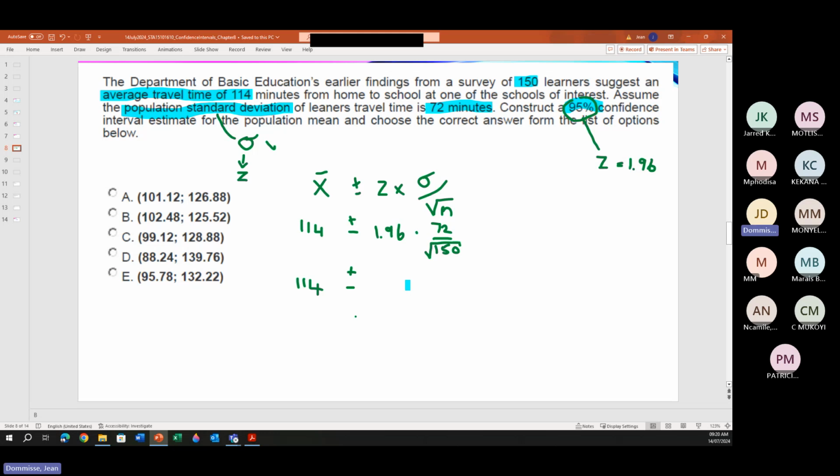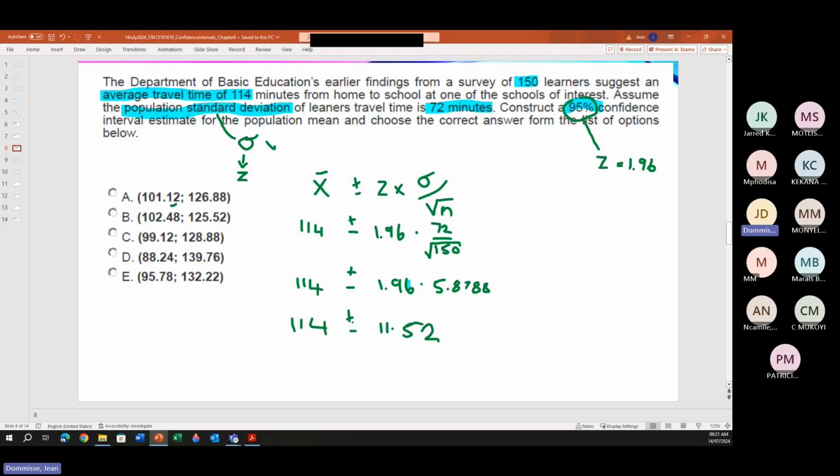I get 5.8788, times 1.96. And probably it goes on 87878787 or something like that, but 5.8788 times 1.96 gives us 114 plus minus 11.52, and they round it off to 2 decimals. Okay, so that is how we will work it out.